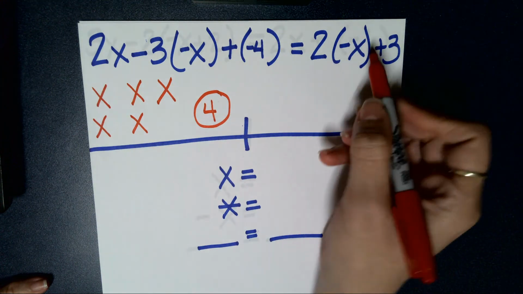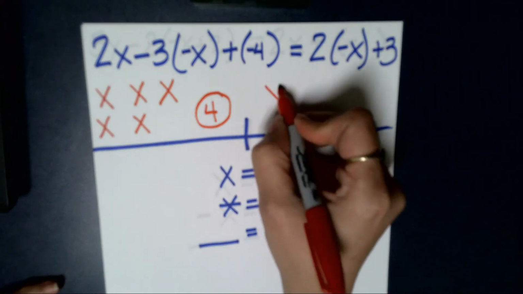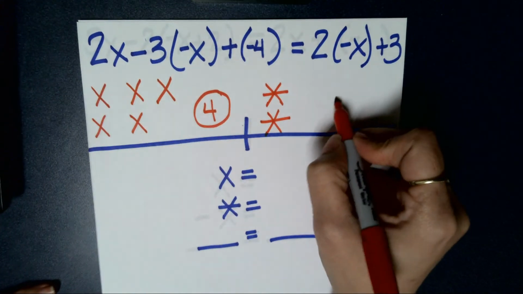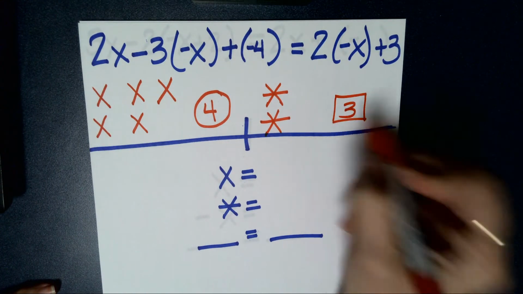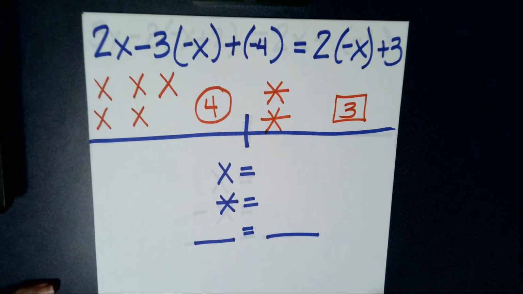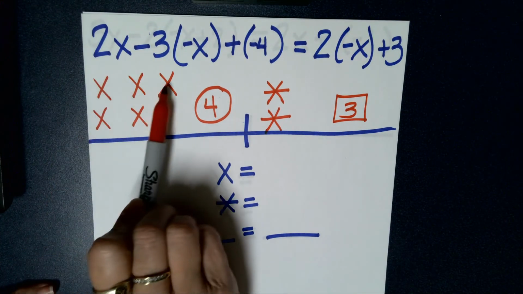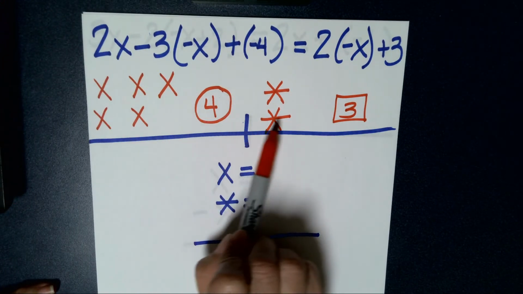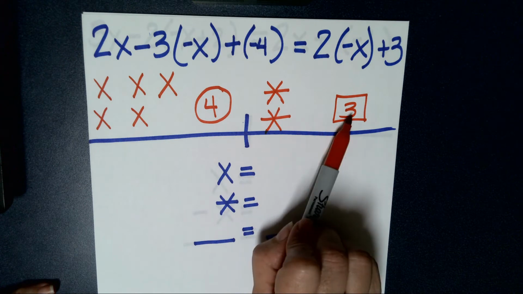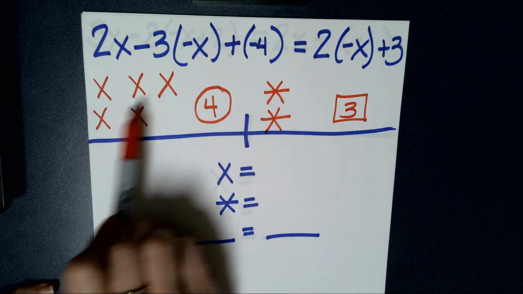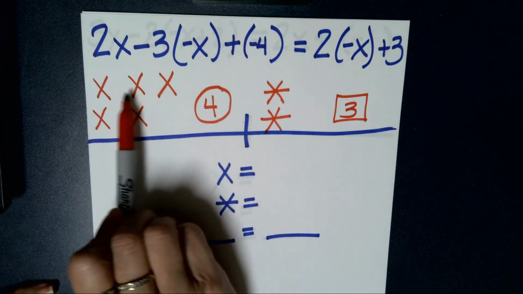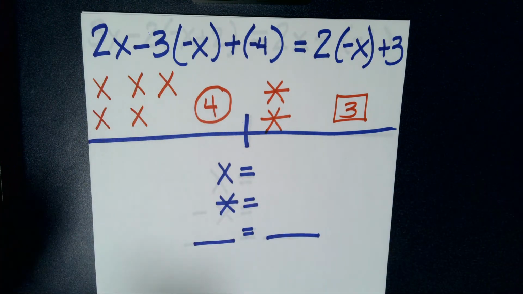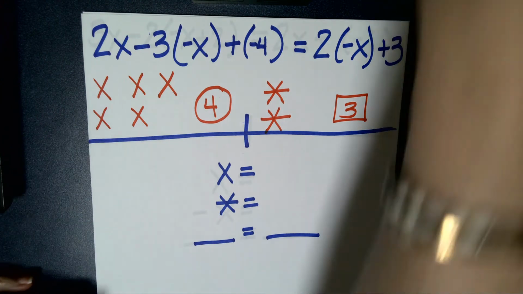And on the right side it says we have 2 stars and a 3. So now we have 5 X's, 5 pawns, and a negative 4 equal to 2 stars and a positive 3. Well, we have the most of our pawns and stars over here on the left, so let's get rid of this 4.